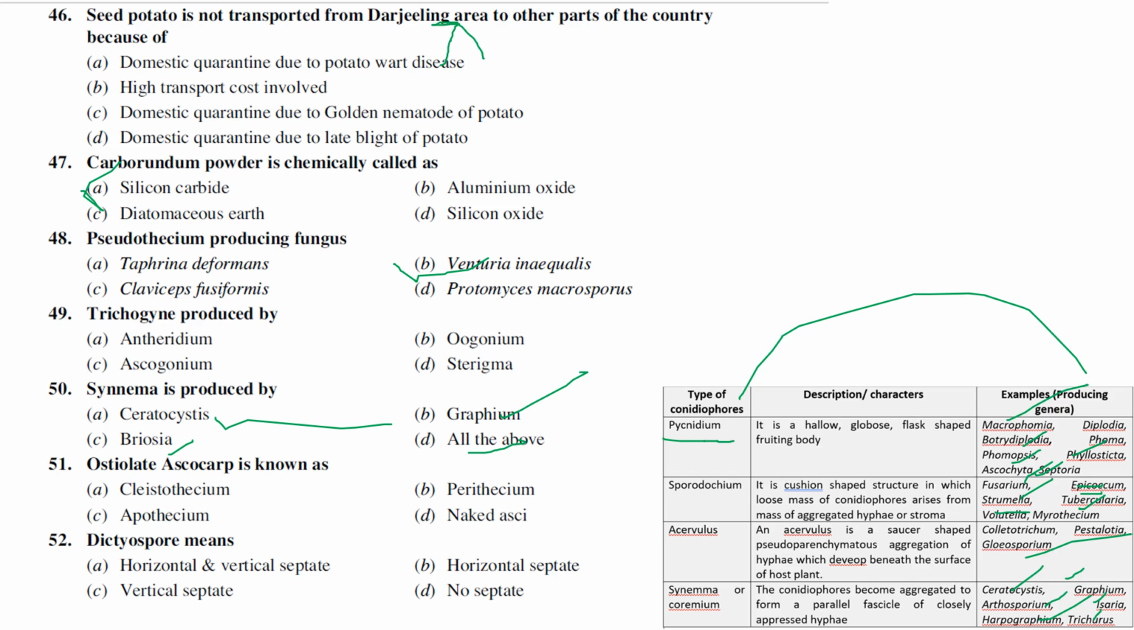So Ceratocystis and Graphium are all actually produced. Coremium produces all kinds of these things. So the answer is all of the above.